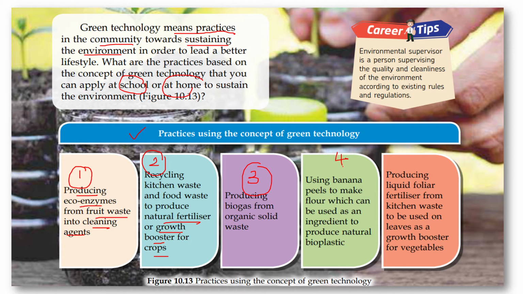Number 4 is to use banana peels to make flour, which can be used as an ingredient to produce natural bioplastics. It's like clay. And practice number 5 is to produce liquid foliar fertilizer from kitchen waste to be used on leaves as growth boosters for vegetables.